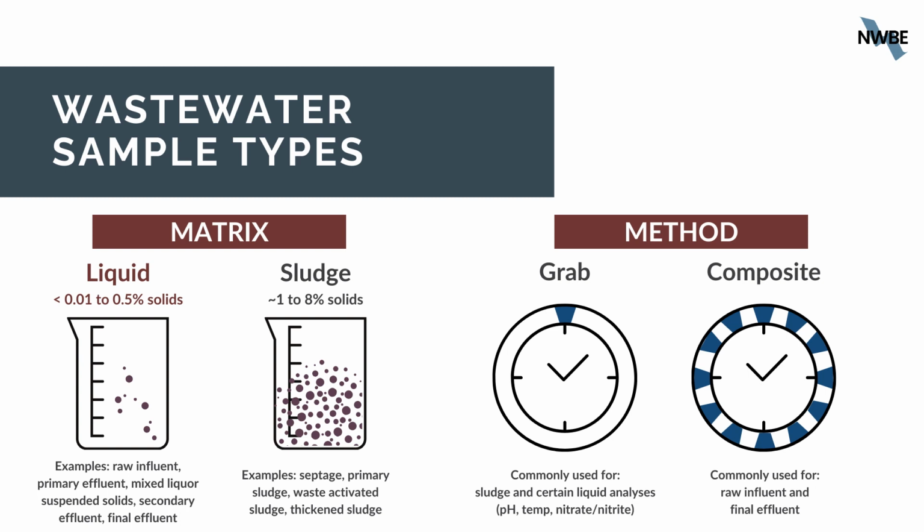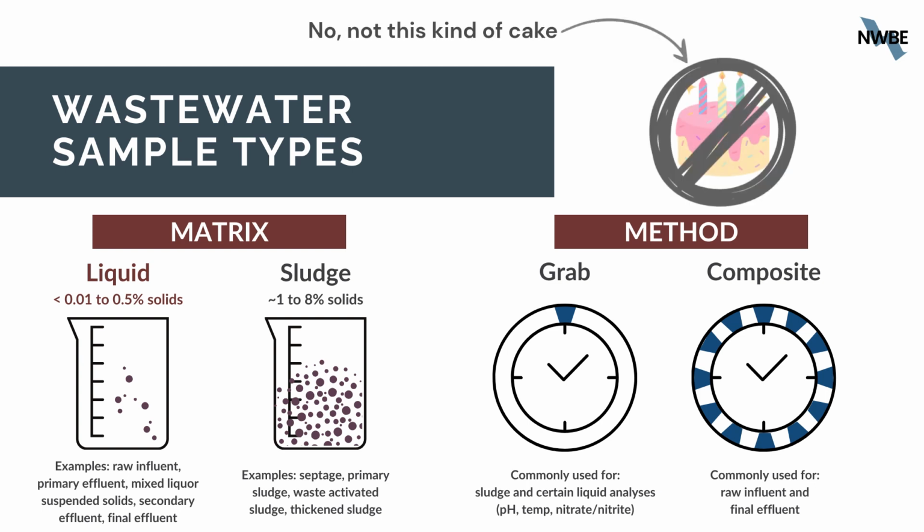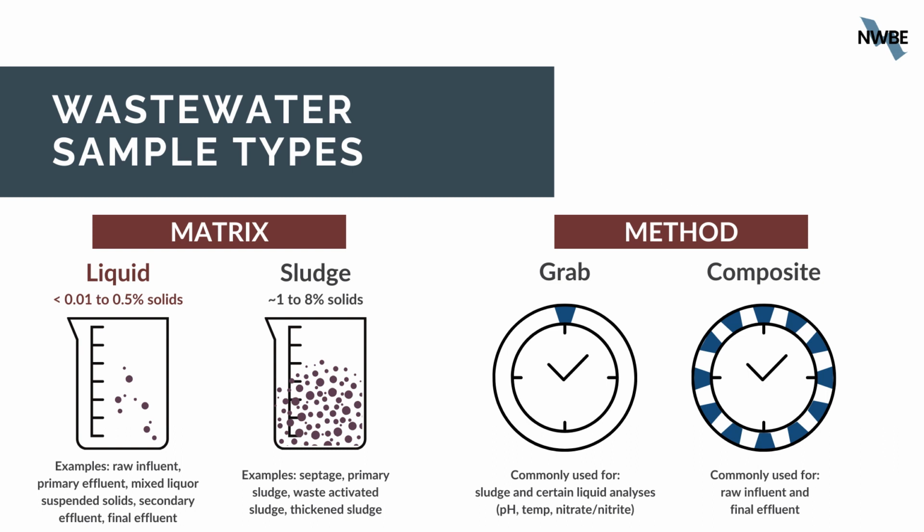And I should note that sludge concentrations can certainly be higher than 8% once the sludge is put through a dewatering process. But usually once it's dewatered, the sludge is no longer called sludge, it's actually called cake or dewatered solids. And in that case, the solids content can get as high as 15 or 20%.